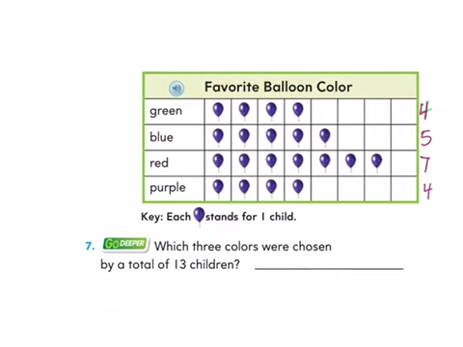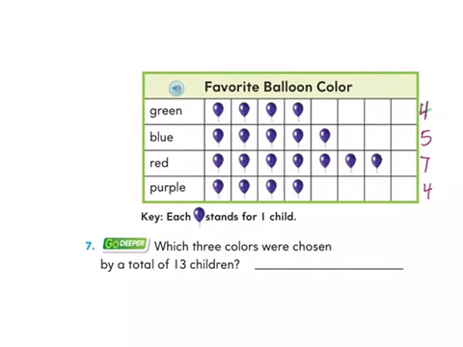First thing I'm going to do is count up green, blue, and red together. Those 3 colors might be it. So we have 1, 2, 3, 4, 5, 6, 7, 8, 9, 10, 11, 12, 13, 14, 15, 16. So those 3 colors together equal 16 children. So I know it's not going to be a combination of those 3.